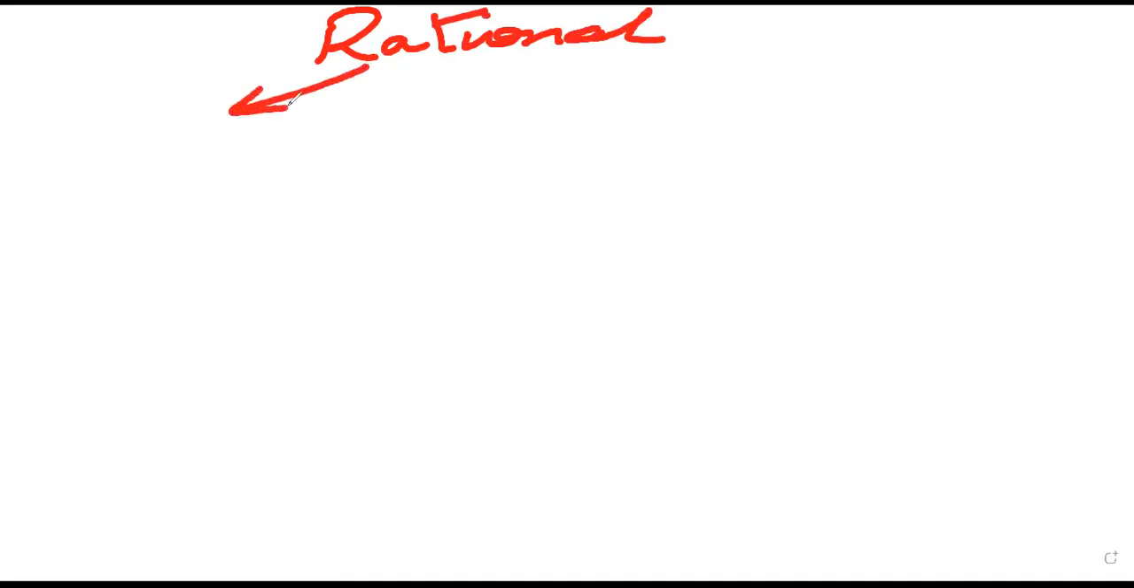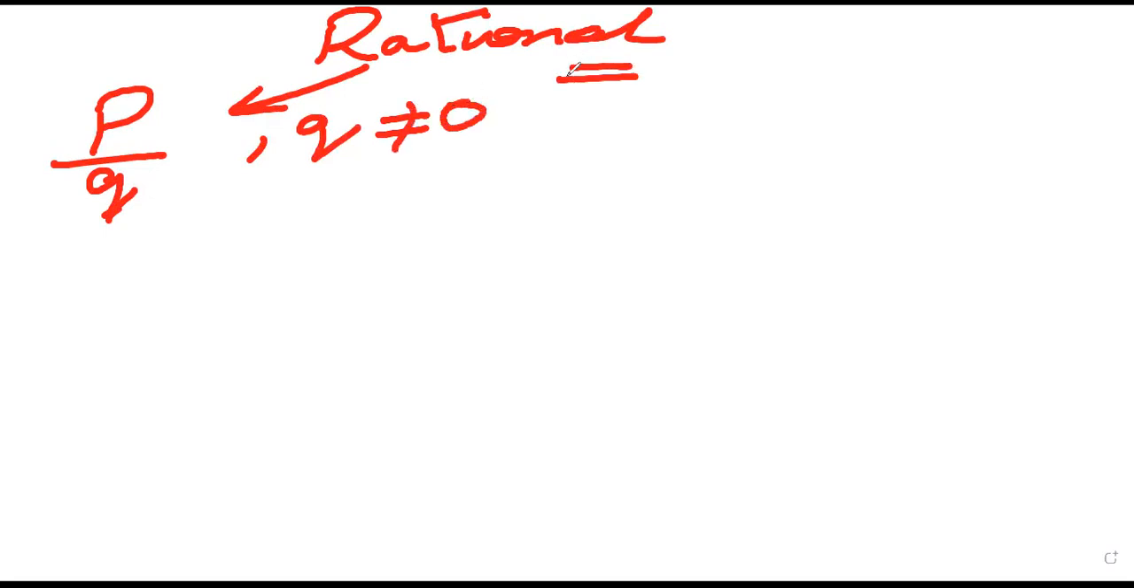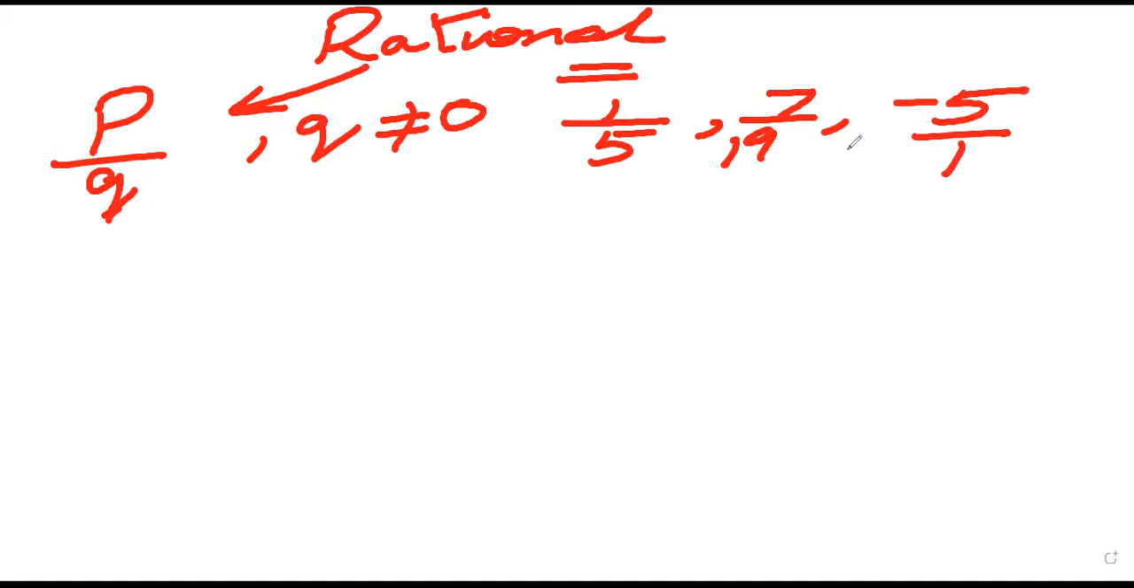Now, children, any number which can be expressed in the form of P upon Q, where Q is not equal to zero, is said to be a rational number. So 1 upon 5 is a rational number. 7 upon 19 is a rational number. And the number minus 5 is also a rational number, because you can write minus 5 as minus 5 upon 1. Is it clear, children? These are rational numbers.